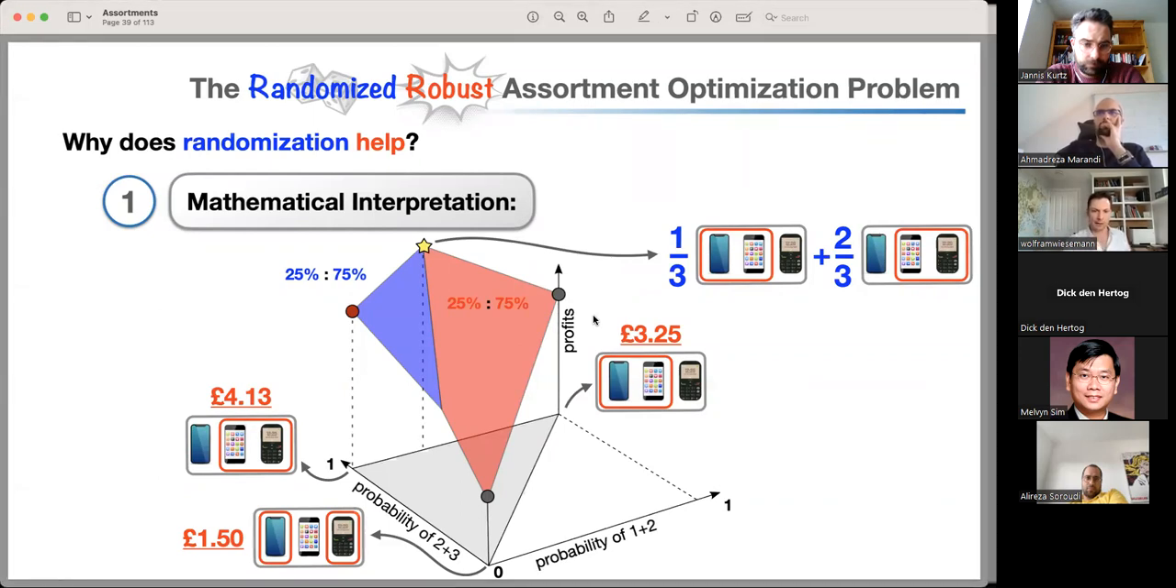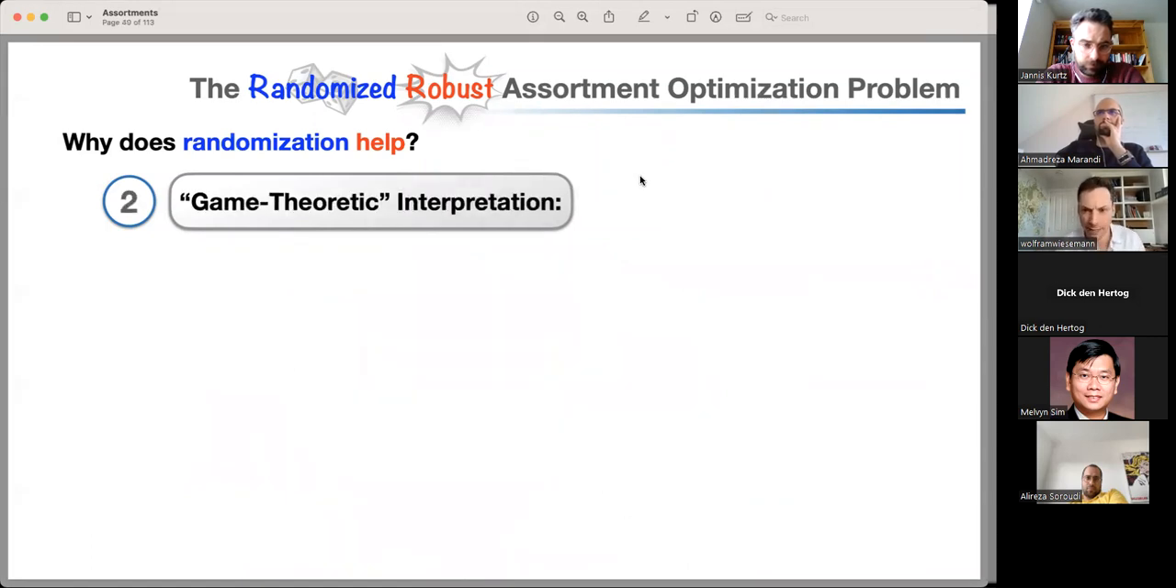So that's my first explanation of why randomization helps. Let's look at a second explanation. This is, in my view, perhaps the most intuitive one. It's a game theoretic interpretation, and it works like this.